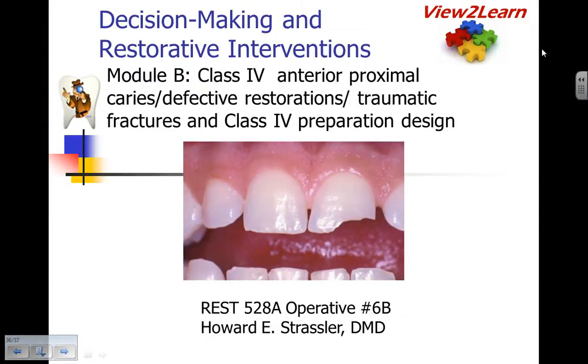You've just been viewing and listening to Decision Making and Restorative Interventions, Module B, Class 4 Anterior Proximal Caries, Defective Restorations, Traumatic Fractures, and Class 4 Preparation Design. We'll be going through more in detail the techniques for restoring the class 4, and through your curriculum in fixed prosthodontics, removable prosthodontics, and operative dentistry, you'll see the different treatment modalities for managing class 4 fractures depending upon severity and level of treatment.